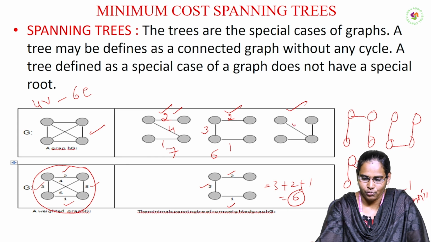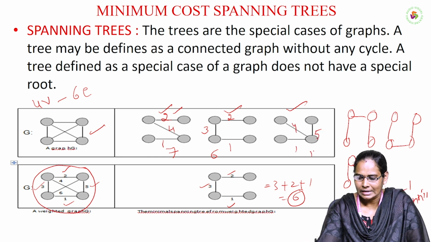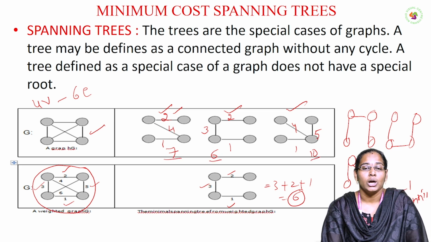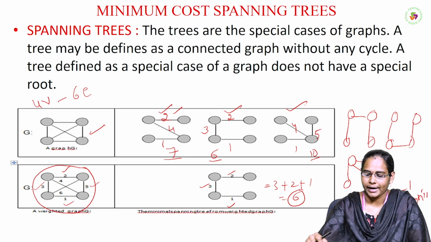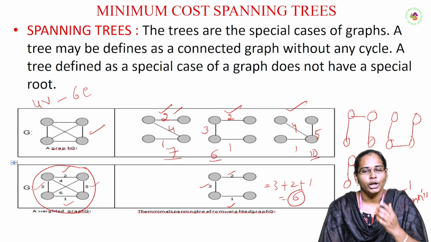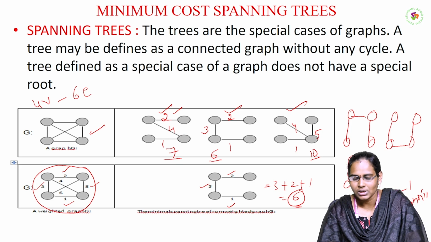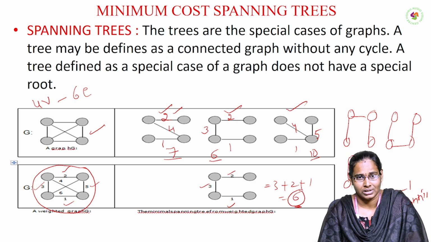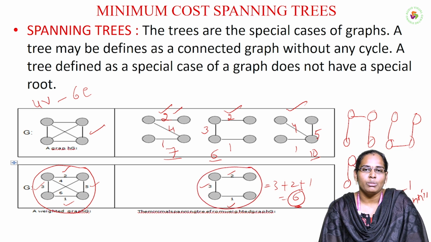Coming to here, this is 4, this is 5, this is 1. Now what is the cost of this spanning tree? This is 10. So these values are the spanning tree costs. Like this, we have a number of spanning trees and a number of costs. Among all these possibilities of spanning trees, you have to filter the minimum cost. Suppose 6, so 6 is the minimum cost. Then this is considered as the minimum cost spanning tree.